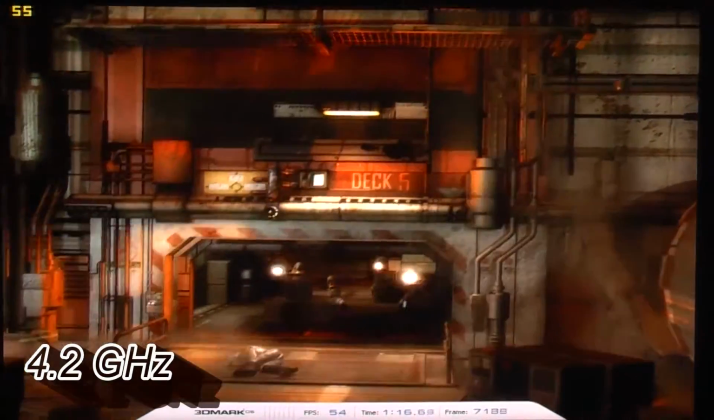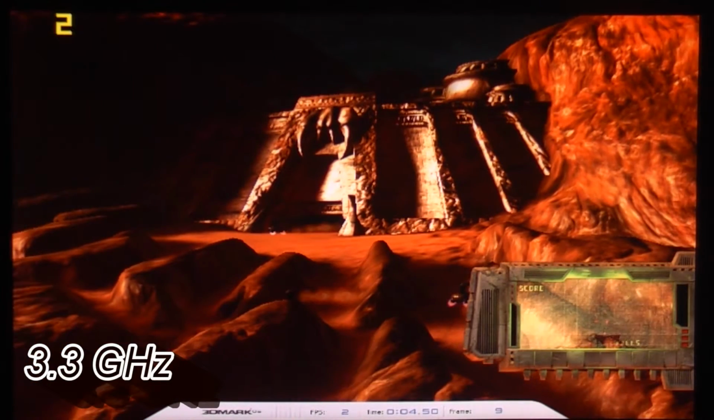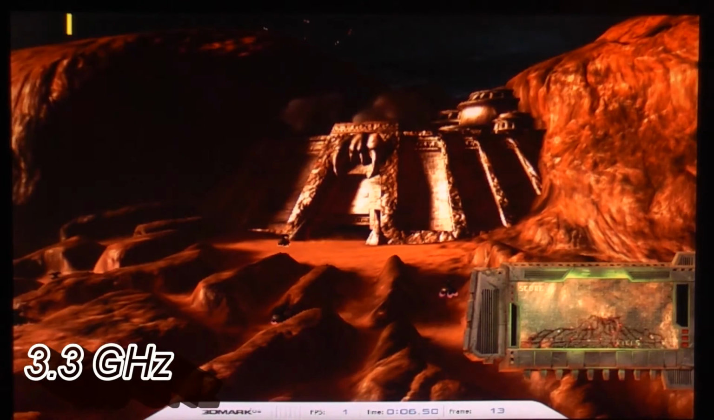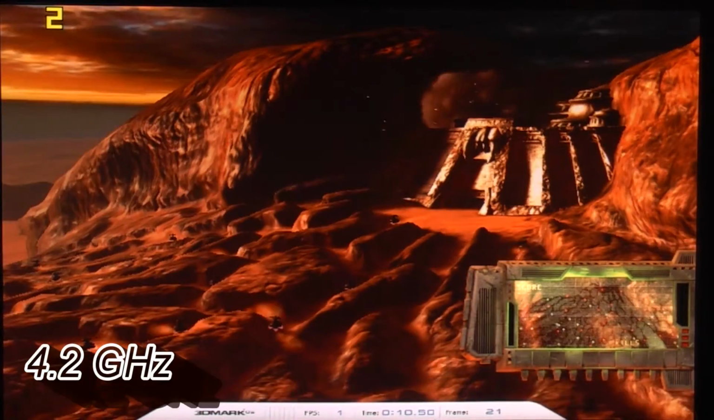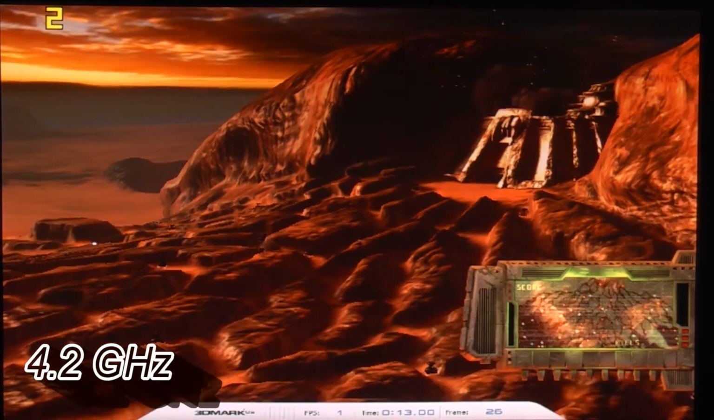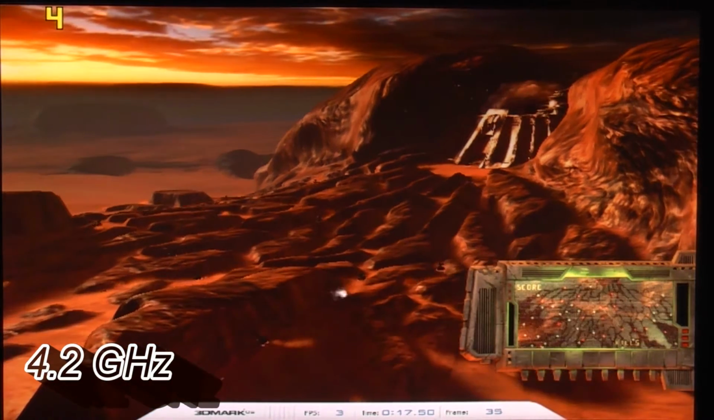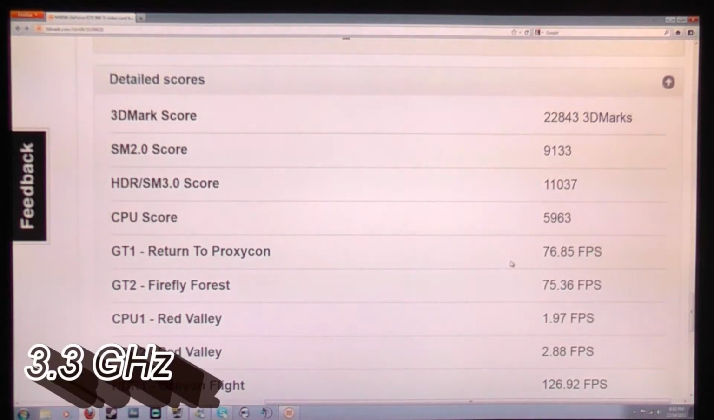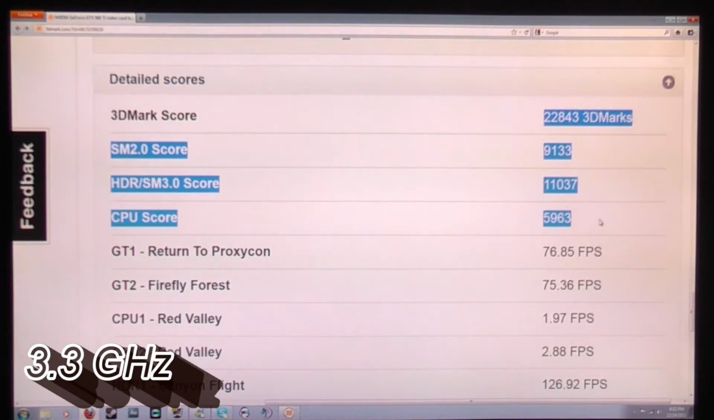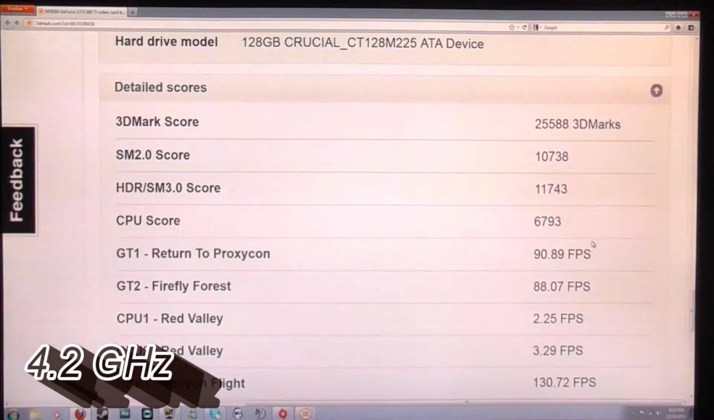During the first CPU test, we spend a lot of time at 1, and reach 3 when we're clocked at 3.3 GHz. Then at 4.2, we rarely get 1, and can go up to 4. After all is said and done, we get 22,000 points at 3.3 GHz with a CPU score of 5900. And at 4.2, we get a total of almost 26,000 with a CPU score at 6700. So we definitely see a noticeable improvement in 3D Mark 06. Let's see if 3D Mark 11 is going to give us the same results.